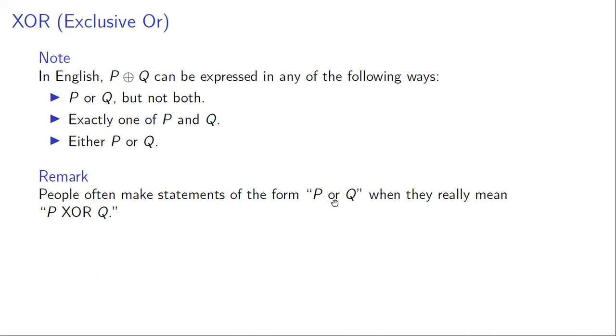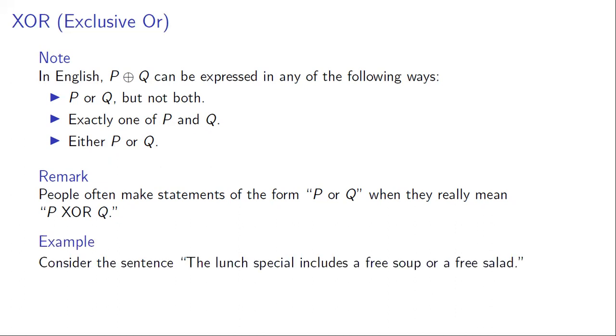But sometimes people say just the word "or" and they really mean something like XOR. So here's an example. Consider the sentence: the lunch special includes a free soup or a free salad. If you pay $10 for lunch, it comes with a free soup or a free salad. So is this "or" inclusive or exclusive? Well, based on the context, they're giving you something free. Probably they're not willing to give you two free things, right? So even though they're just using the word "or" and not saying "but not both," they probably really mean exclusive or.